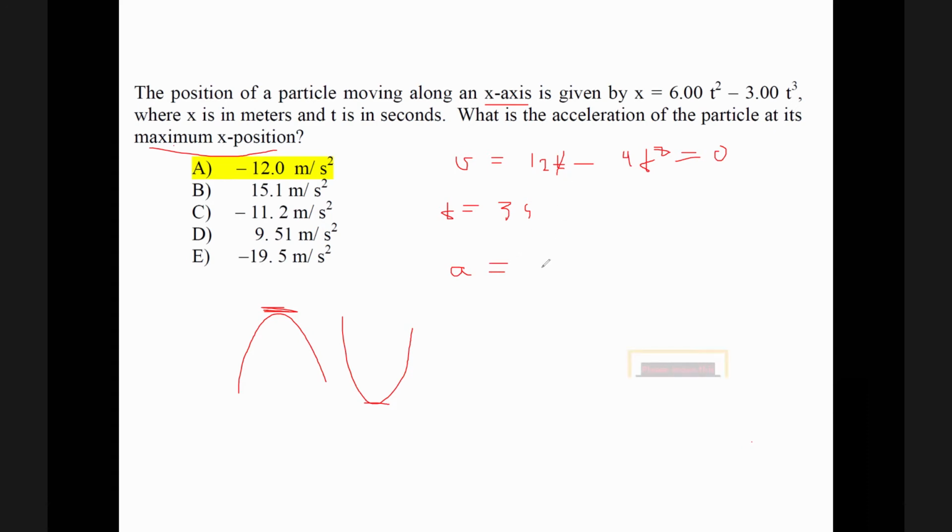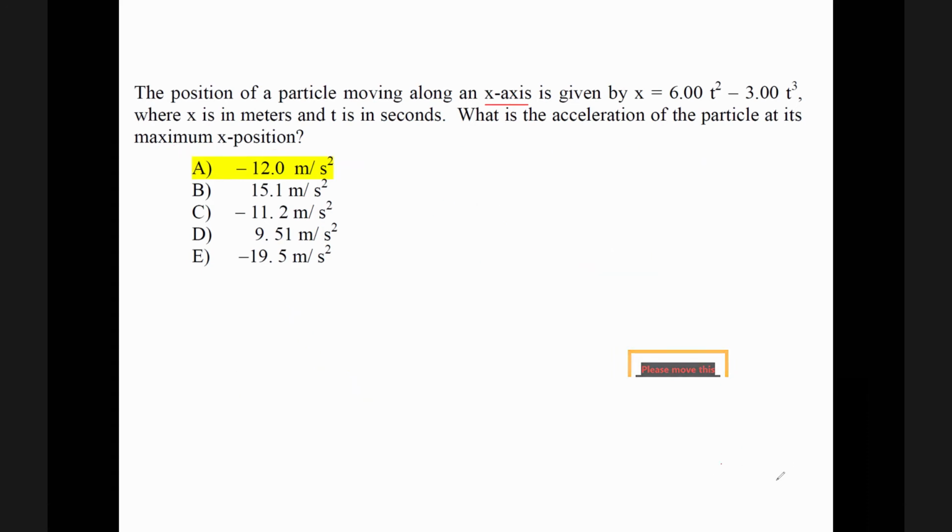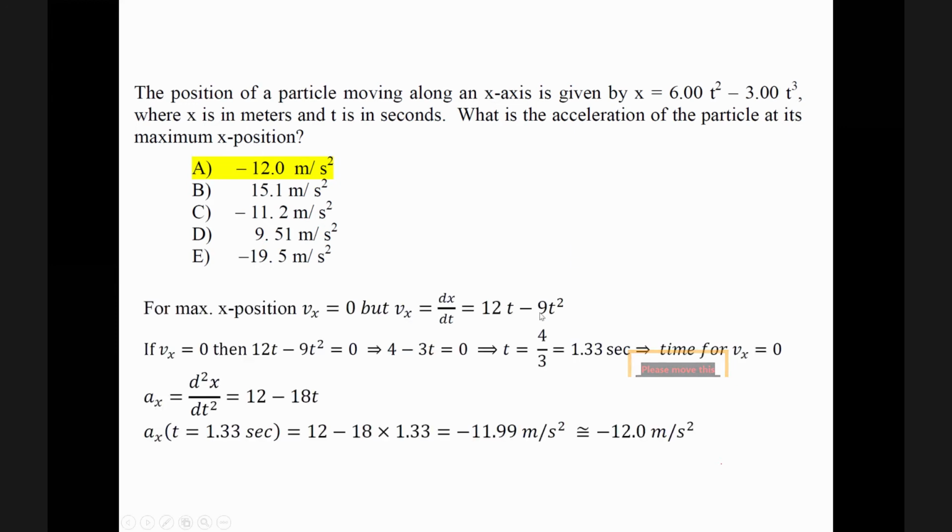The derivative of 12t is 12, minus 9 times 2, so 18t. Now I substitute this time here. So 12 minus this one here, and you can get the acceleration at this point. Let me see the answer, because maybe the time was wrong. Yeah, the time was wrong. I made a mistake. I thought it's 4, it's 9. I wrote it as 4.